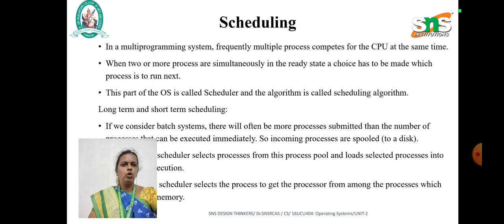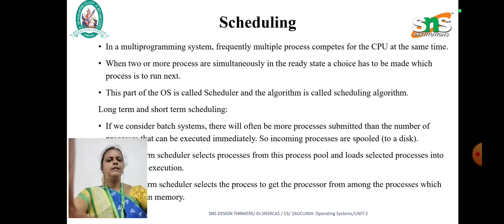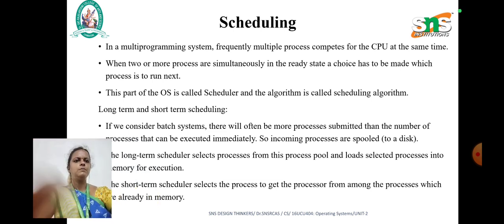When two or more processes are simultaneously in the ready state, a choice has to be made which process is to run next. This part of the operating system is called the scheduler, and the algorithm is called the scheduling algorithm. There are two types of scheduling algorithm, that is long term and short term scheduling.